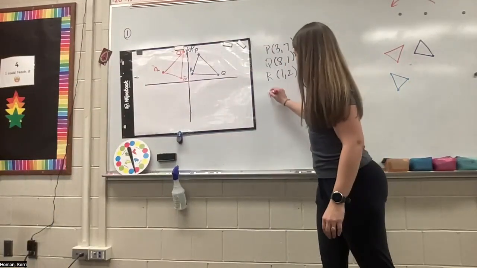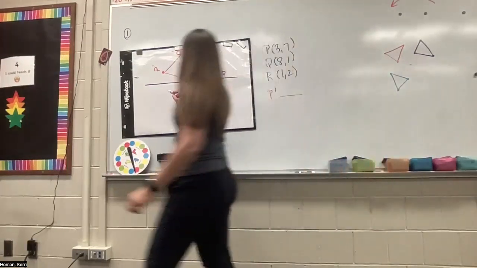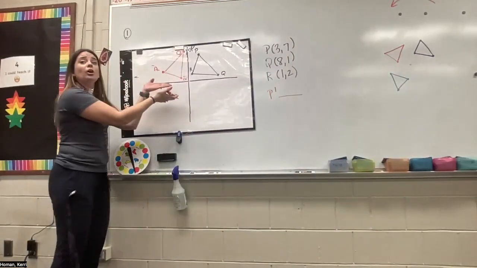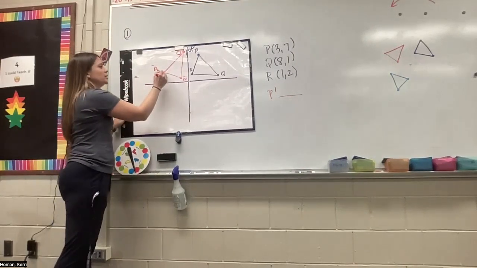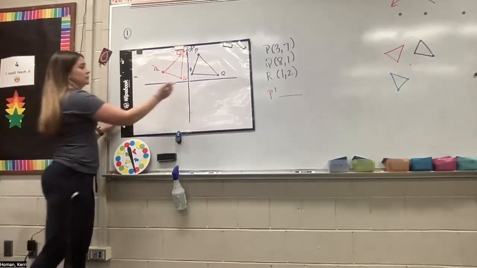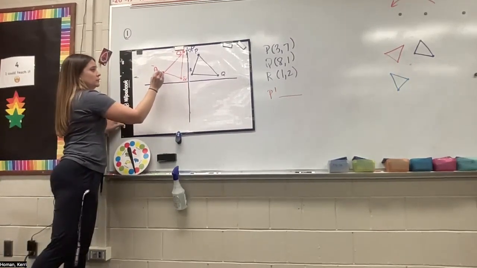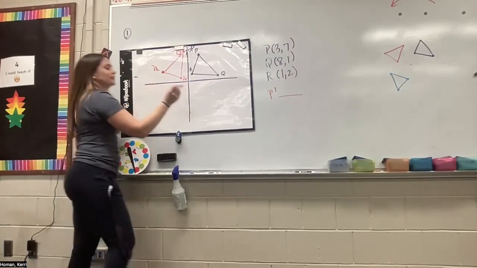So let's talk about P prime. Now, let's look at our graph turned back to normal, and let's talk about what this coordinate is. What is this coordinate? Negative 7, 3. There we go.